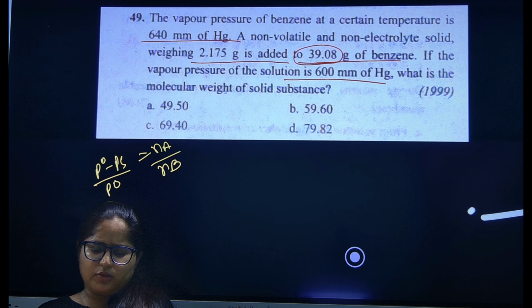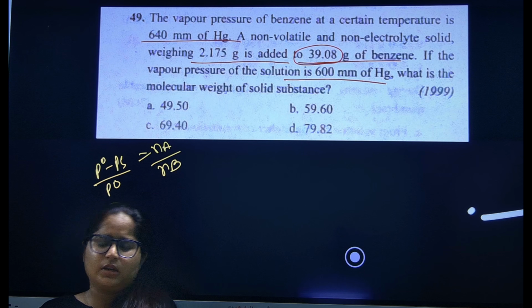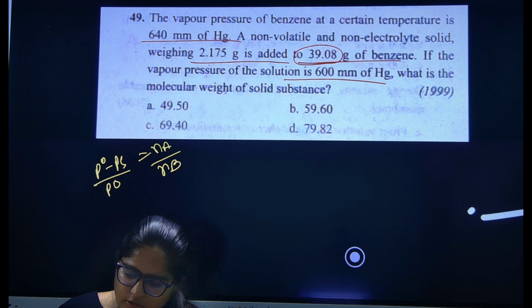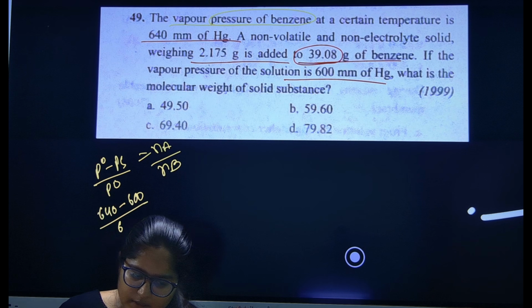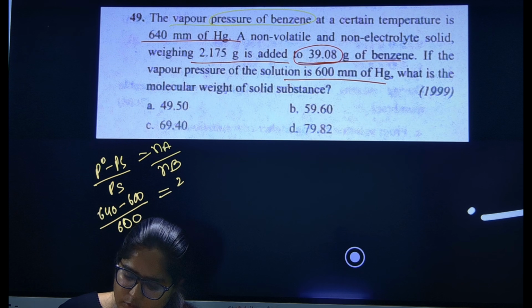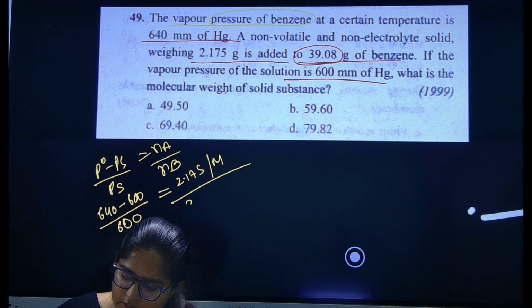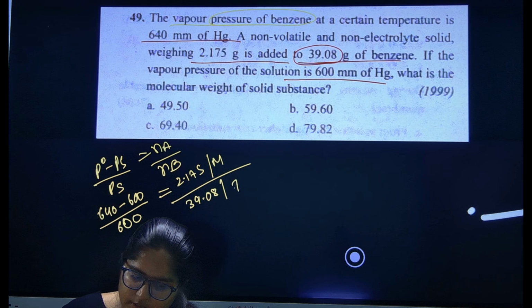Whenever you see Na 2.175 and 39, a huge difference, more dilute, you can directly use Na and you will get the same answer. So P naught for pure benzene is 640. Solution they have given 600, divided by 640. If you want you can take Ps also, no problem. Directly you take, it will be easy for calculation. 600 equals Na, given mass 2.175, by molar mass, which we don't know, into 39.08 of benzene, which is 78.